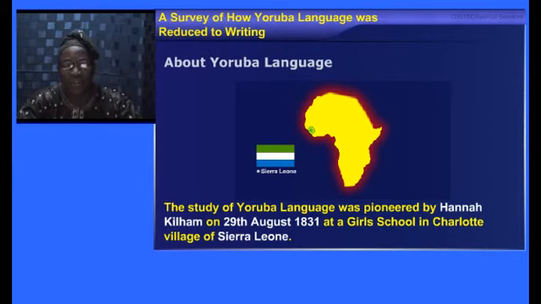a girls' school in Charlotte village of Sierra Leone. I want to believe that if you go to Sierra Leone, you can take time to find out where Charlotte village is. That is exactly where the teaching and learning of Yoruba started on 29th August 1831. And the study was pioneered by a lady called Hannah Kilham.